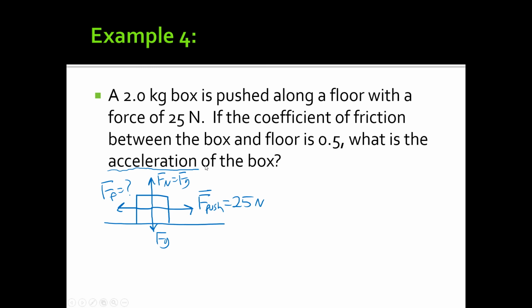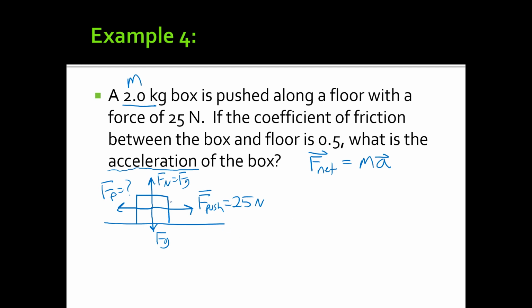How do I go about solving this? Well, first thing, I'm going to write down how force is related to acceleration, because that's really the only information I know. I know my mass, because that's up here. I don't know my acceleration, and I don't know my net force. But thinking back to the previous example, can I calculate net force?